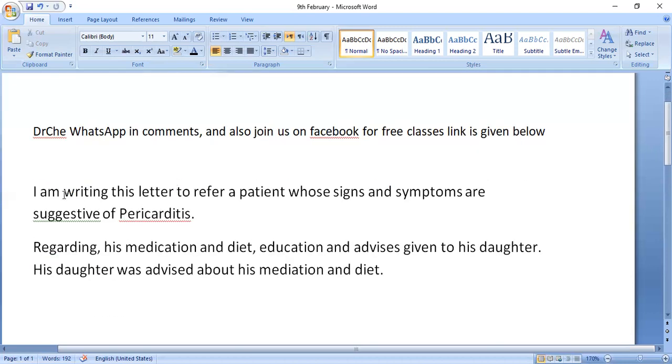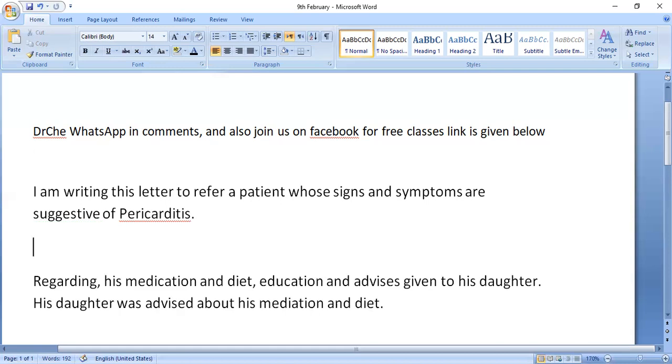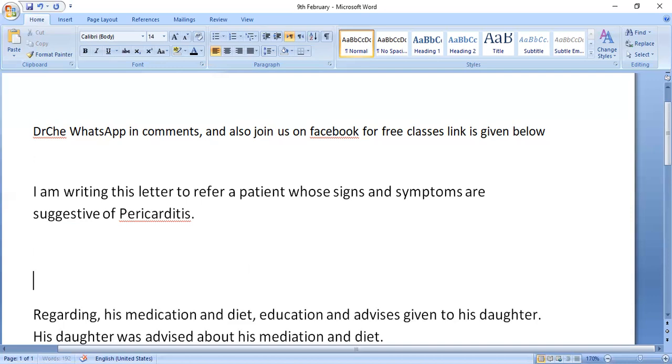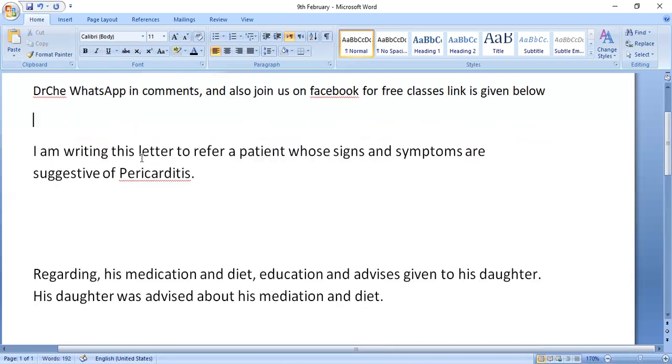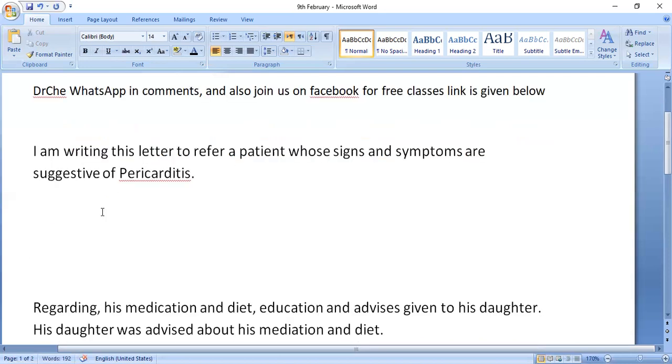So let us read this. I am writing this letter to refer a patient whose sinus symptoms are suggestive of pericarditis. So this was a nursing letter that I was marking yesterday or 1 or 2 days ago with one of my nursing students. So let us improve it. I'm writing this letter to refer a patient whose signs and symptoms are suggestive of pericarditis.